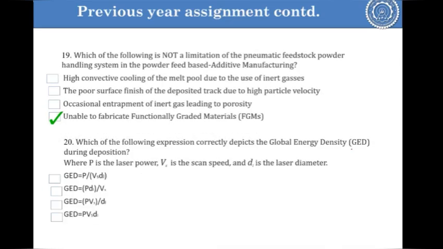Which of the following is not a limitation of pneumatic feedstock powder handling system? Unable to fabricate functionally graded material. No, it's not a limitation. It can fabricate, like cladding, or the concept of DED is applicable even if your powder is small for manufacturing FGM. And which of the following expressions is true? The global energy density GED is equal to P by VD. It's also called line energy density, which is P by VD.